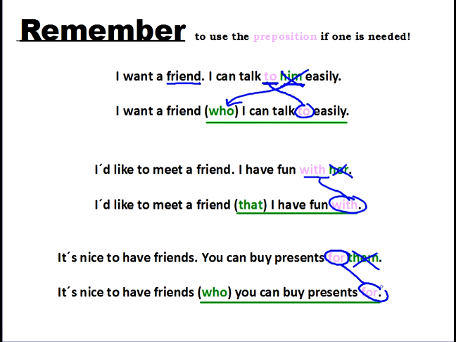Okay, so I hope this was helpful with understanding how we use relative pronouns, both as the subject and the object of the relative clause. Thanks for listening.